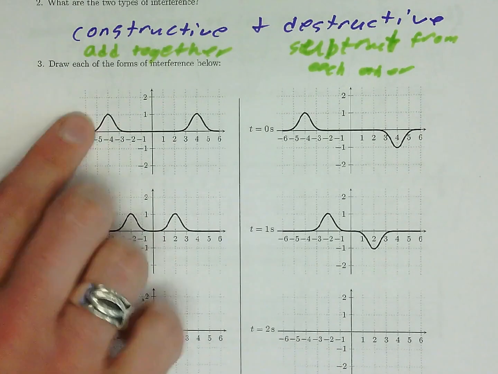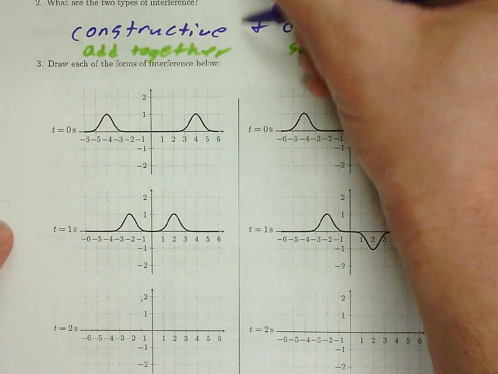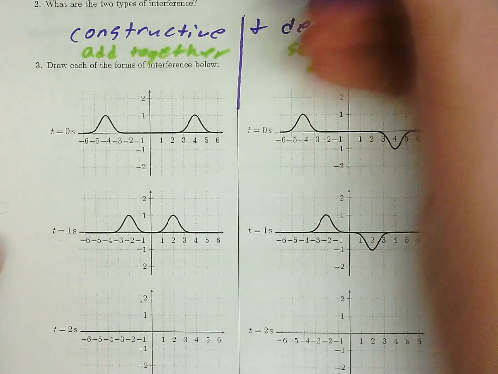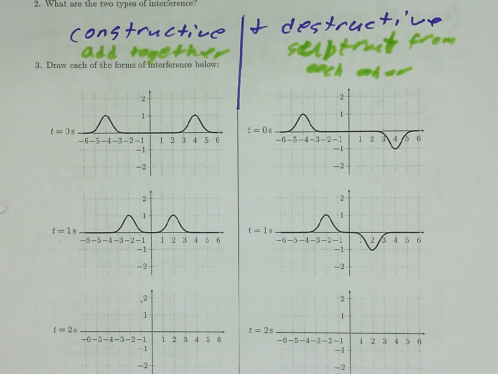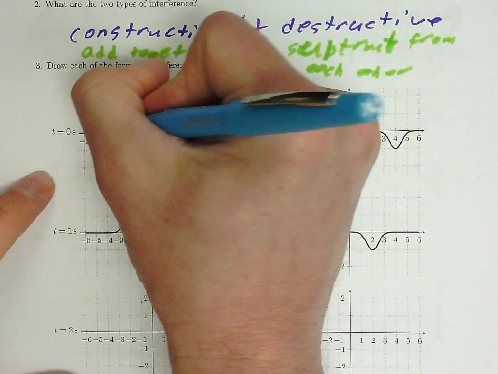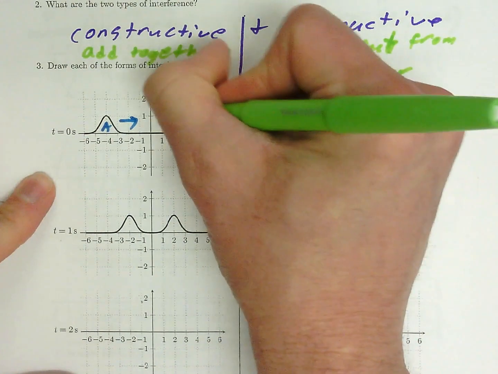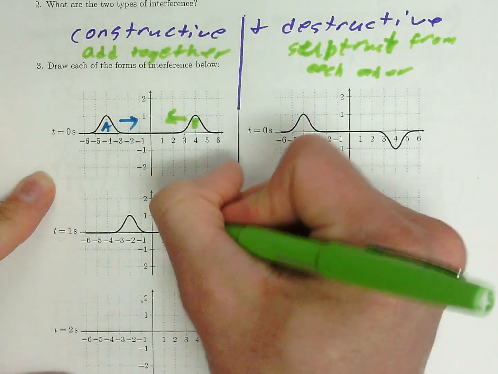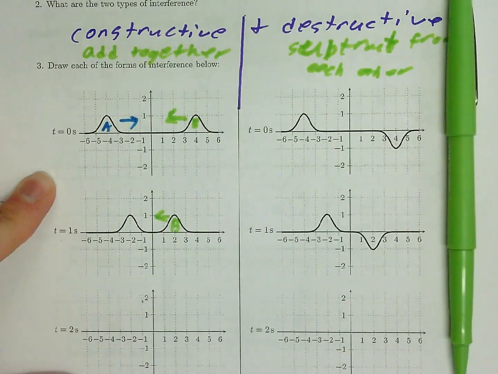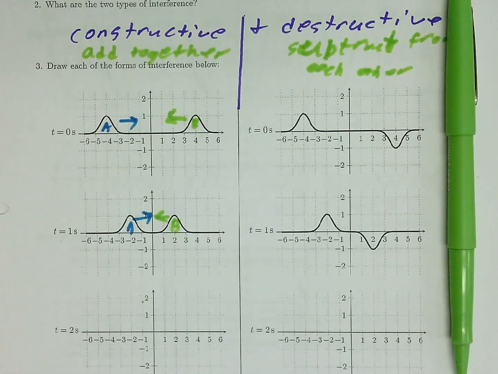Okay, so here's the first example, which is constructive. I've got a wave going to the right and a wave going to the left. We'll call this wave A going right, and wave B going left. Okay, they go a little further, still B going left, still A going right. So what happens when they meet? What happens in the middle?